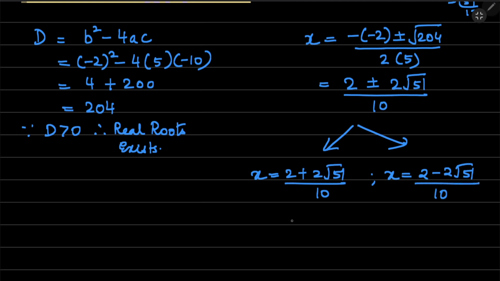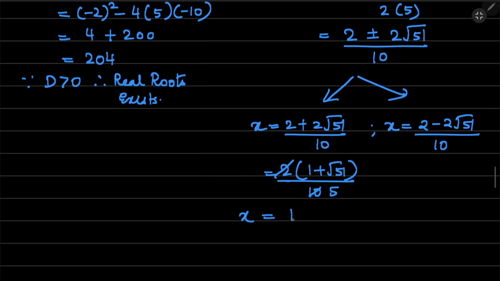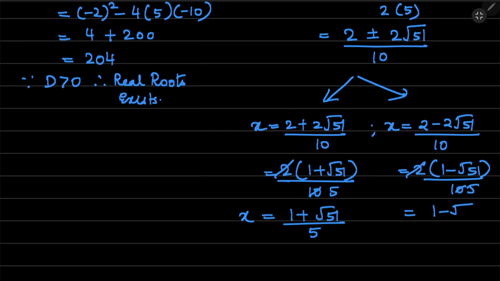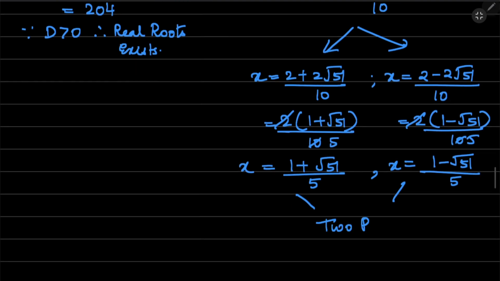Okay. So what is it? Take 2 common out. 1 plus root 51 by 10. So 2 5s are 10. Okay. So here you have got x is equal to 1 plus root 51 by 5. Here you take 2 common out, 1 minus root 51 by 10. So if you cancel it out, you'll get 1 minus root 51 divided by 5. So these are the values of x that you're getting. These are the two roots.